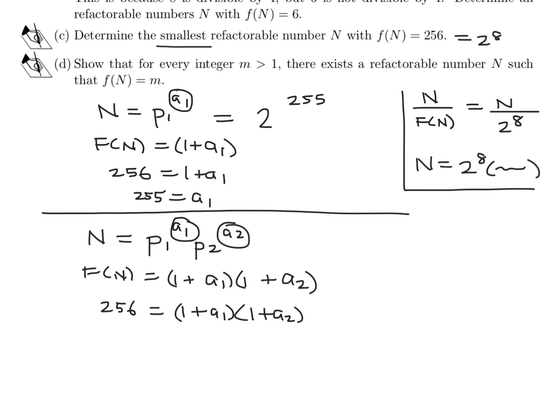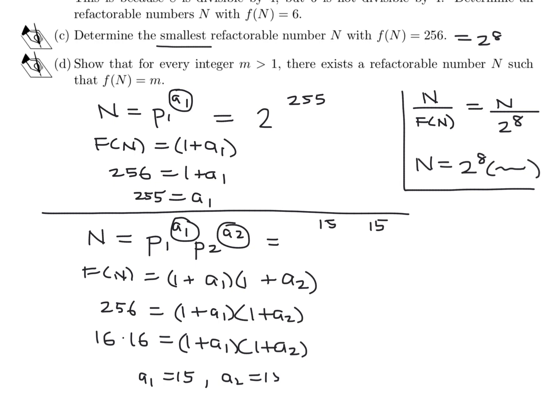Well, I'm just giving an example. So let's say this 256, you can break it up into 16 times 16, right? I mean, that's one of the ways of breaking it up. So that would mean that A1 is 15 and A2 is 15 if you did it that way. So therefore, this prime number would be something to the power of 15 and then something to the power of 15, since A1 is 15 and A2 is 15.